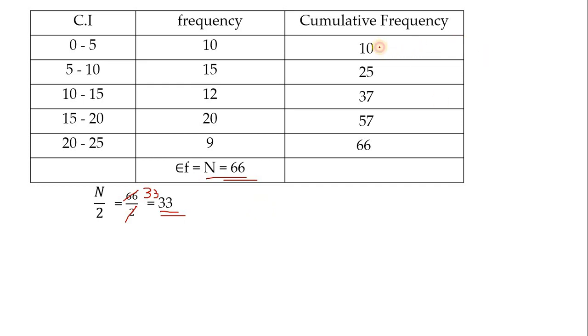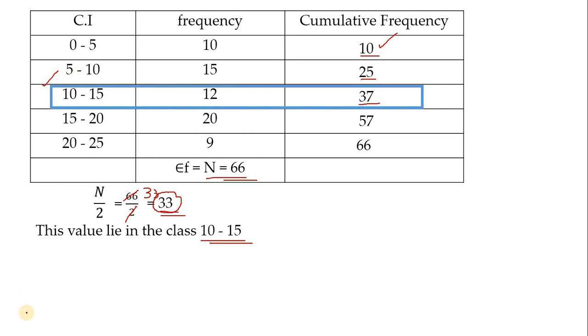See here, in this 1 to 10 numbers will be there, and here 11 to 25 numbers will be there, and here from 26 to 37 will be there. Now we have got n by 2 as 33. Now 33 belongs to this column, I mean the class interval 10 to 15, this column. Hence for that put a box like this. So it gives clear understanding for you.